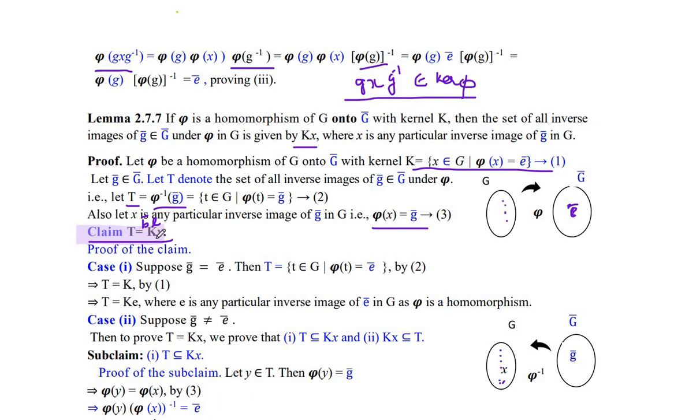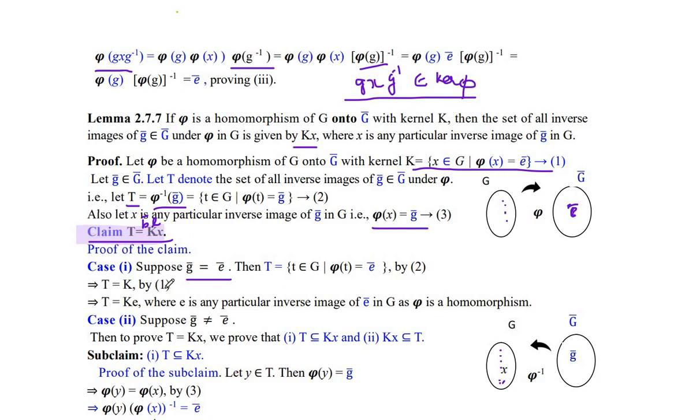So naturally this is one set, this is another set. To show that two sets are equal, we have to show that one is contained in the other. That is, T contained in Kx and Kx is contained in T. Now before that, we claim in the first case that if G bar is E bar, because G bar being a member of capital G bar, it can be even E bar. If that is the case, then what will happen to our T? It is all those elements in G for which phi of those elements is E bar. That is all those elements which are mapped onto the identity element of the codomain. By the definition of kernel, it is nothing but K.